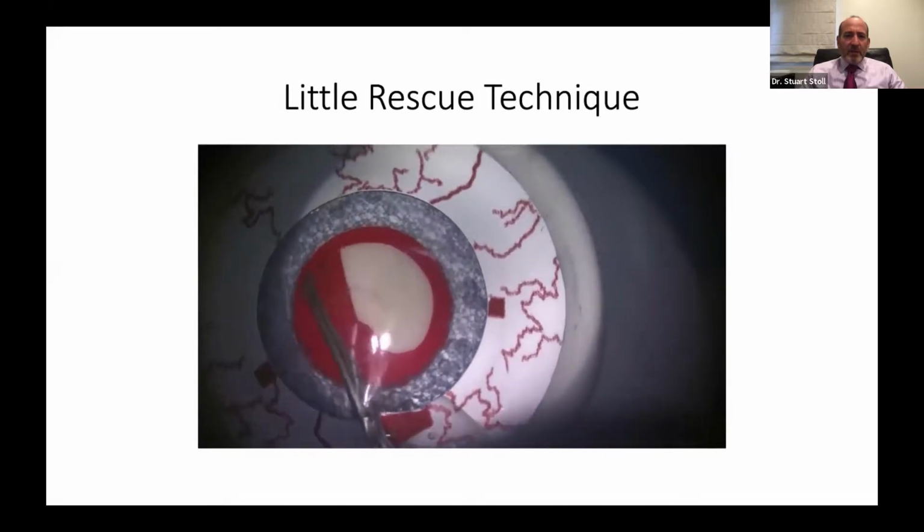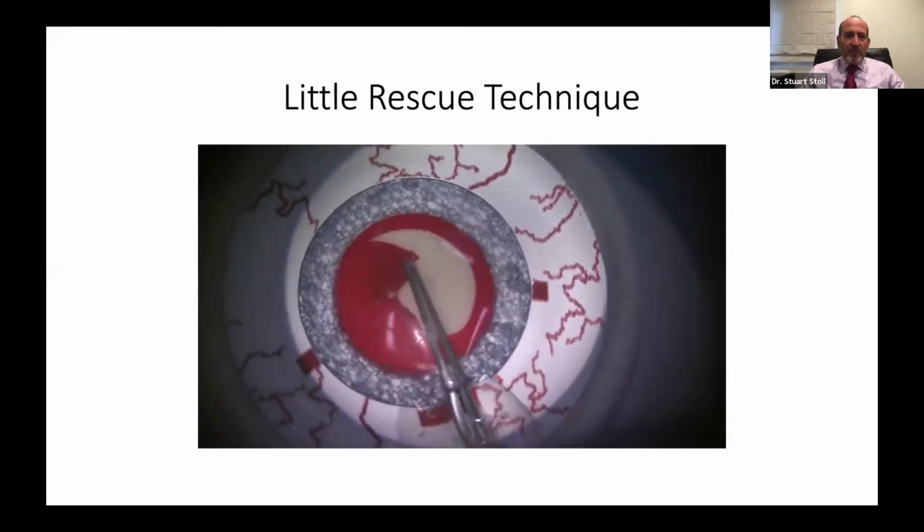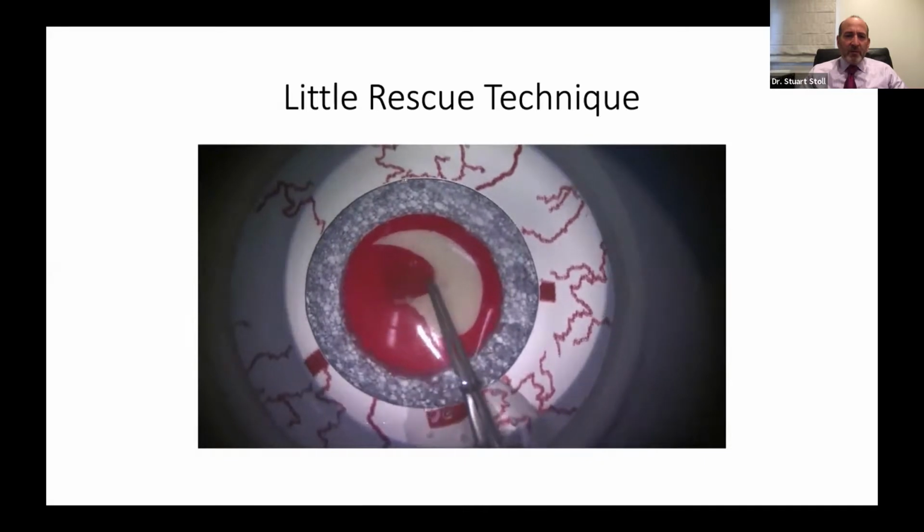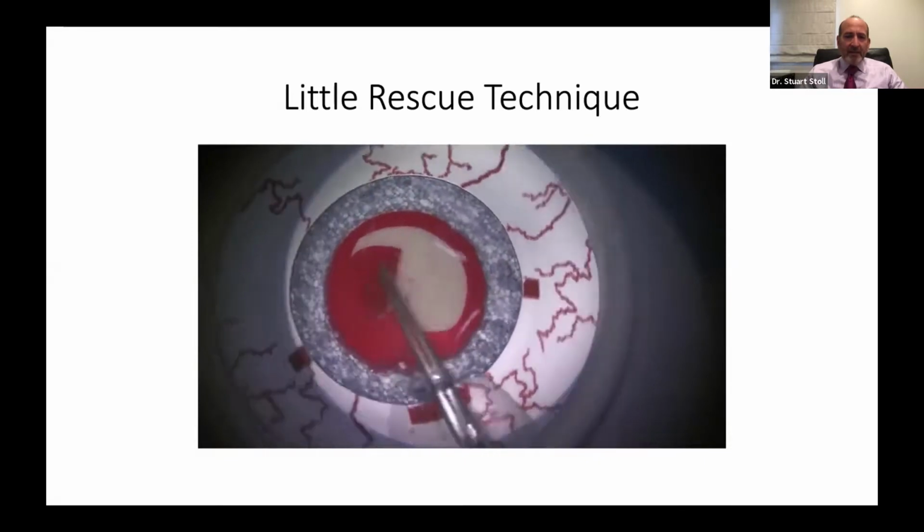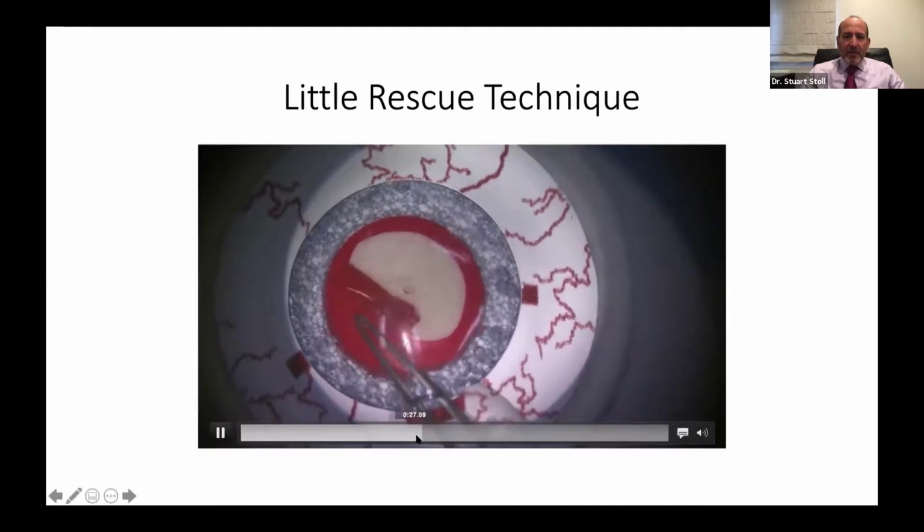Regrasp, and then, oh, what's going on? Tips went wrong. Now you have to rescue it. Pull back and then radially. That's the maneuver. Let's look at that again.